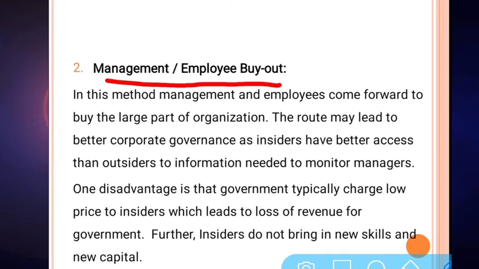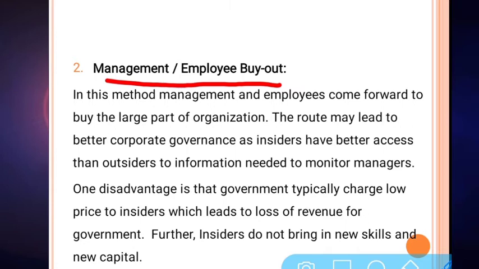It means here the shares are not sold to any person who is outside, but sold to the management and employees. Generally, this route leads to better cooperation from the government, as the insiders who are already working in the organization want to purchase the shares, and that is why the government need not take big permissions and does not have to wait for the right buyer. So it is quite a bit faster as compared to the previous process.